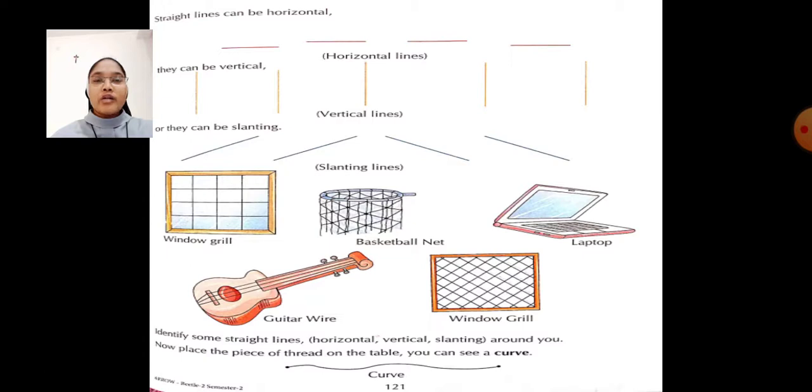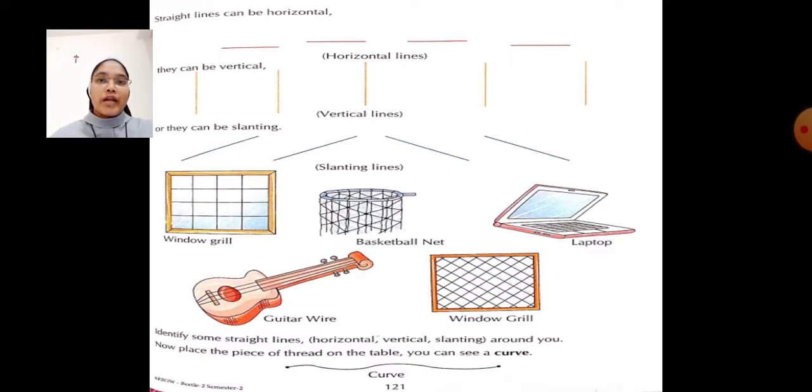Standing line is called a vertical line. And the third one you see from both sides it is slanting. Okay, it is a slanting line. Horizontal line, vertical line and slanting line. Dear students, try to identify it. Here some of the examples are given.